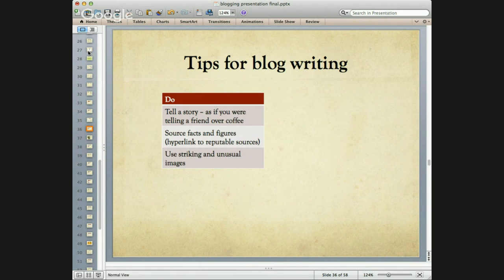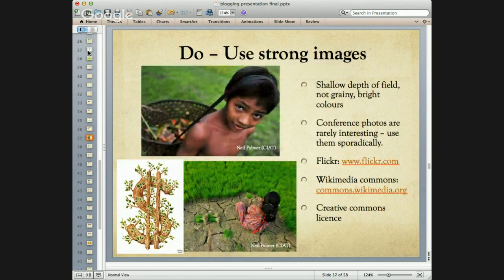The next tip that I wanted to talk about is images. Increasingly, social media is becoming a visual medium. This is an interesting conversation as to whether blogs and text were, over the last 3 years, the most important part of social media. Now I think it's all about the visuals, actually. So using striking and unusual images to accompany your blog stories is incredibly important. So when you're choosing your images, shallow depth of field, not grainy, bright colors is great. Photos from a conference aren't really that interesting, so don't overdo them.